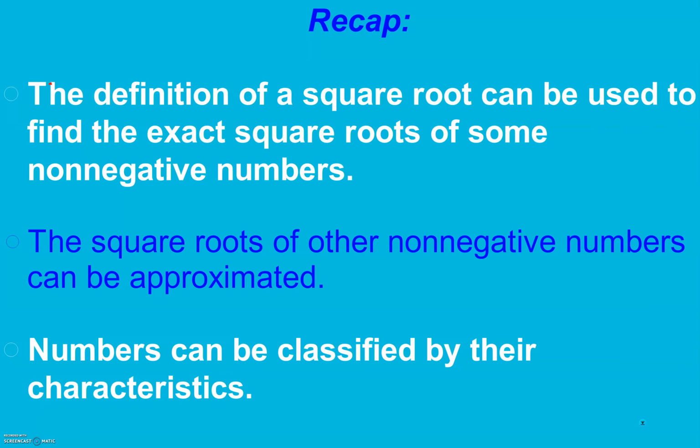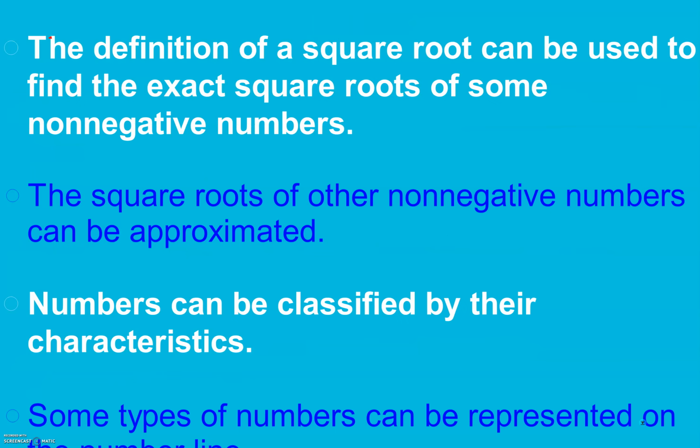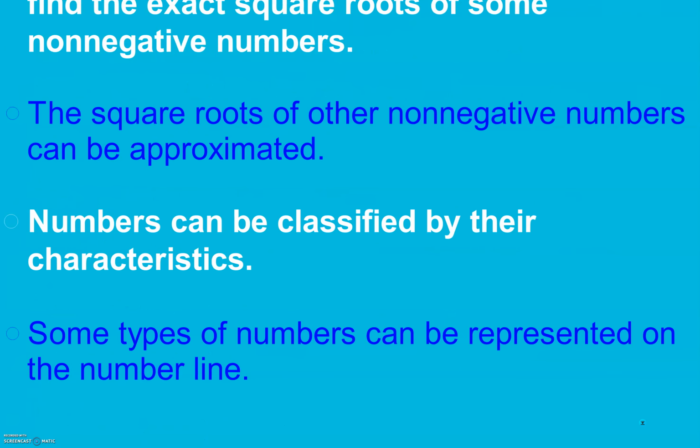Quick recap here. The definition of a square root can be used to find the exact square roots of some non-negative numbers. The square roots of other non-negative numbers can be approximated. Numbers can be classified by their characteristics, and some types of numbers can be represented on the number line. And that's all I have for section 1.3.